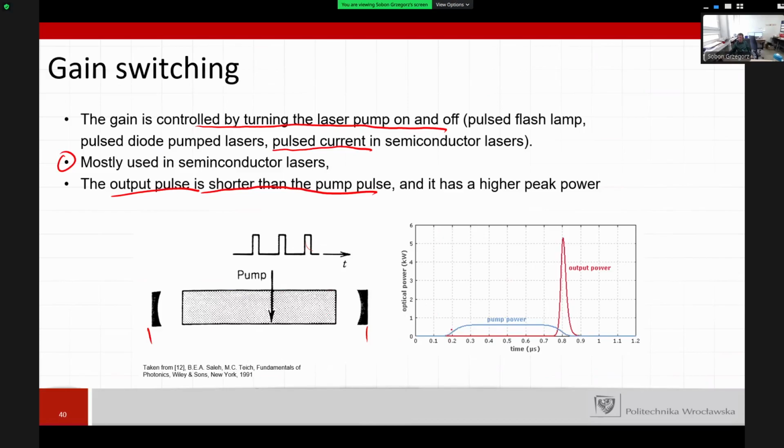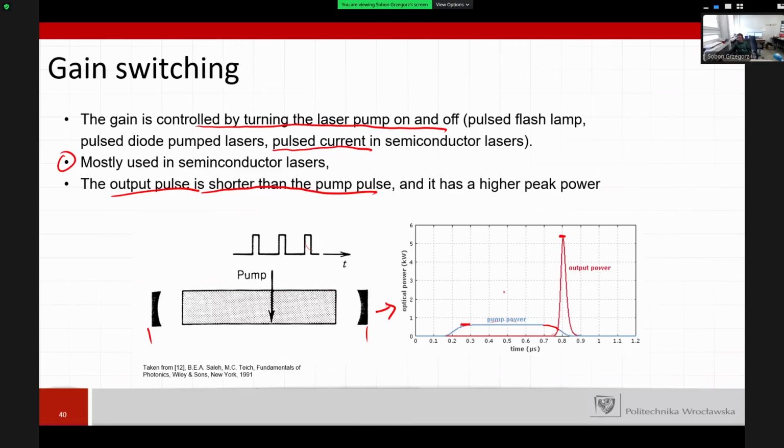Because this results from the dynamics of the gain medium, when we pump our laser with a pulse and start switching off our pump, then our output activates. So the pulse is being released from the laser. We have an output pulse here, the red one, and the peak power is, as you can see, much higher than the peak power of the pump pulse.